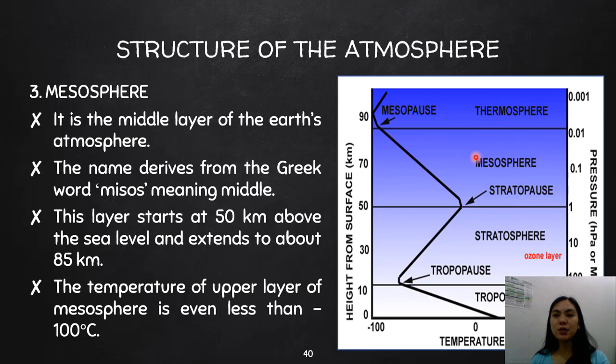And in the mesosphere, starting from your stratopause, which is about 0 degrees Celsius, as you go up it gets colder. It even says here that sometimes it's less than 100 degrees Celsius. Its height is 50 kilometers to around 85 kilometers, and the temperature of the upper layer is even less than 100 degrees Celsius. So you should note that, because sometimes it is less than 100 degrees Celsius.